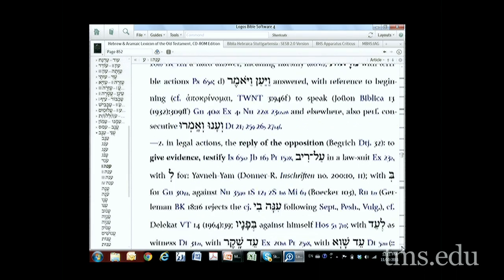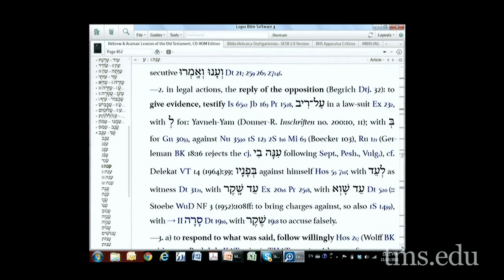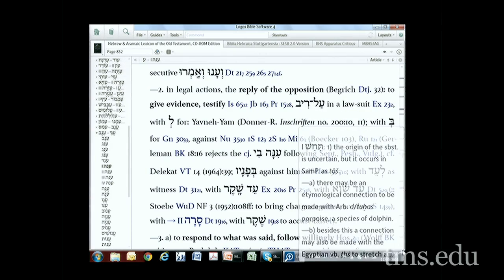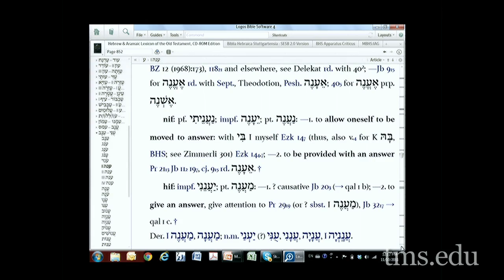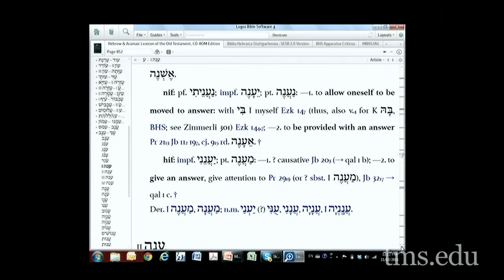And we keep going on down through. You have reply of the opposition, to testify, to give evidence, with a lamed preposition. You have it with a beth preposition here, including Ruth 1:21. There it is, with beth for all of these verses. It has that idea, it's against, to testify against. And it can mean to respond to what was said and to allow oneself to be moved to answer, etc. You can go all down through.